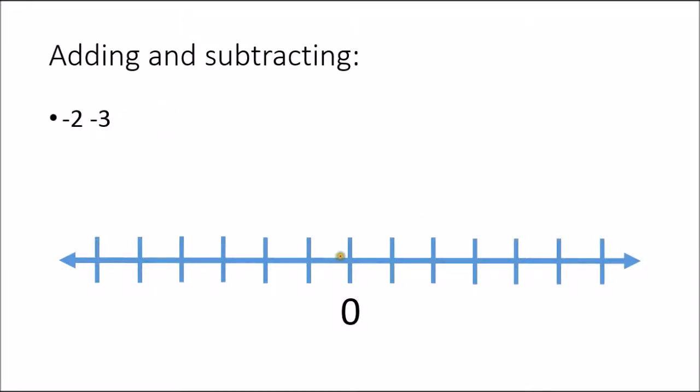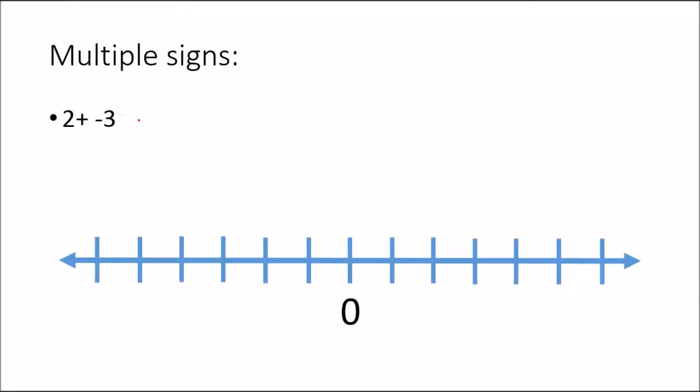And then if we've got more than one negative number in our expression, all you've got to think about is where we start. So with this one, minus 2, we're starting here at minus 2. Then what we're doing is we're subtracting 3, so we're going to go down 3 to the left, and we're going to get to minus 5 as our answer there.